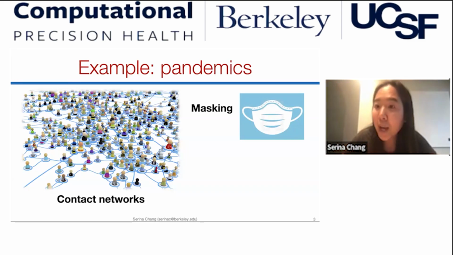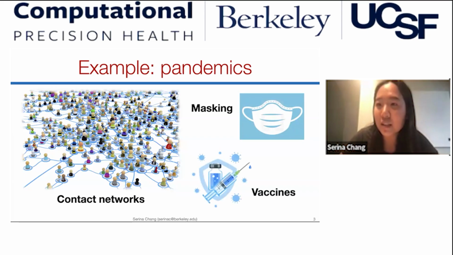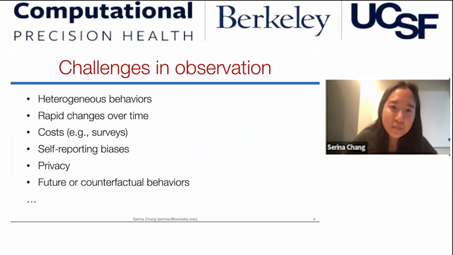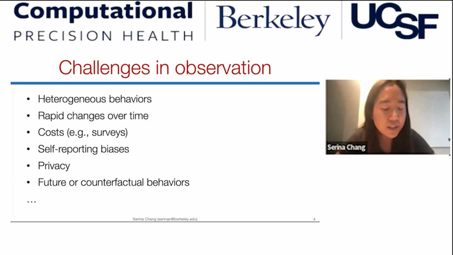Other behaviors include masking, as well as vaccinations. All of these behaviors are choices people are making that then guide the trajectory of the pandemic and the epidemic. There's a lot of challenges in observing behaviors. Let me go over a couple first.